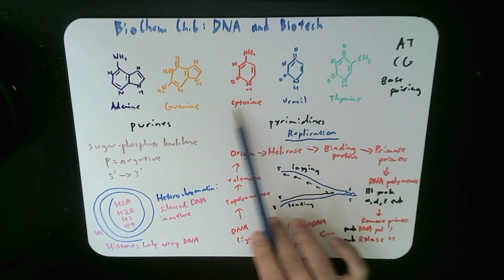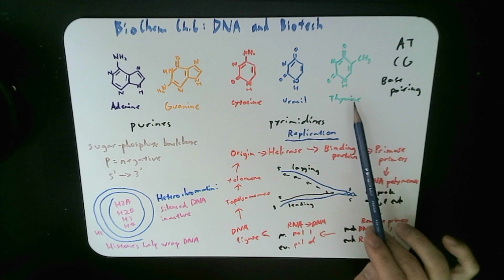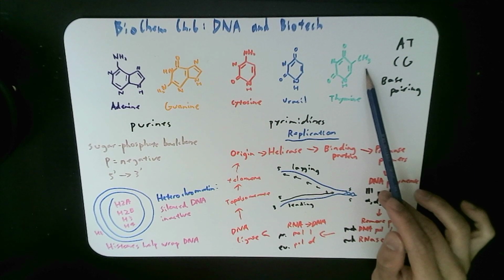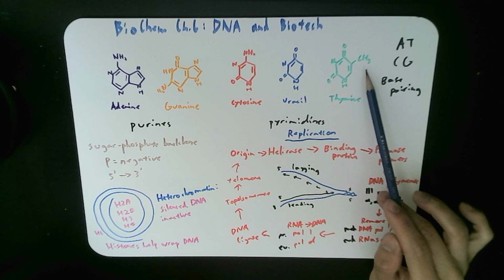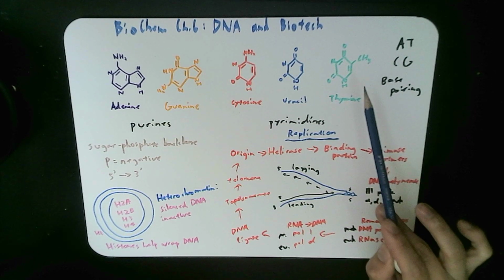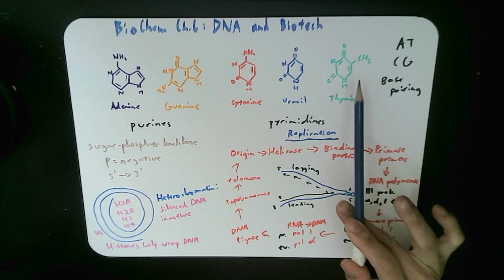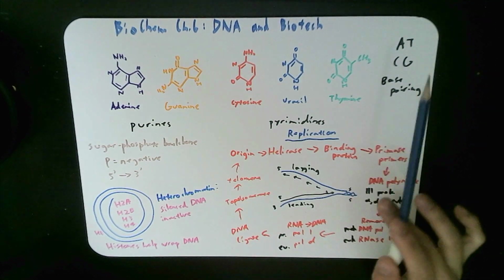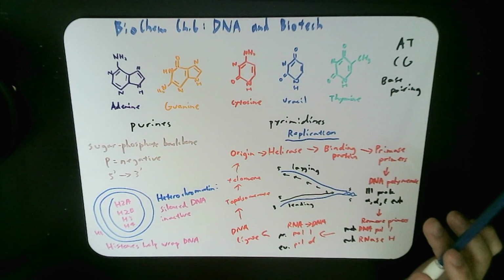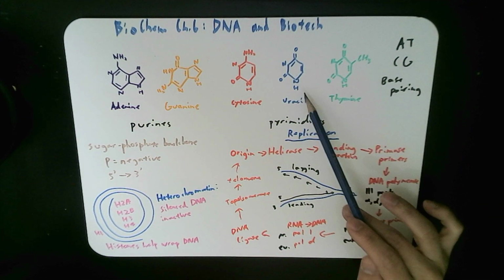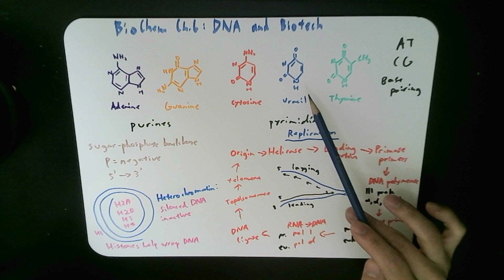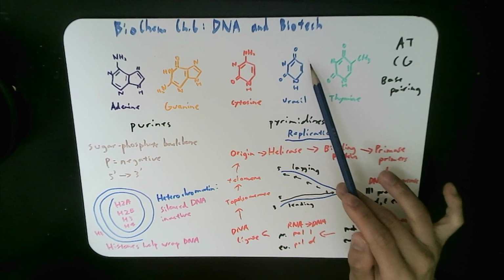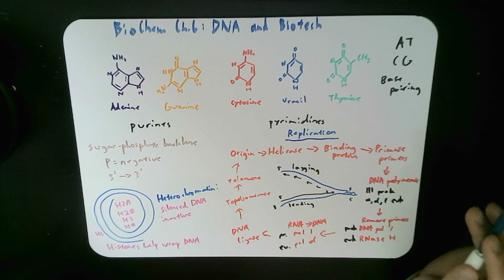Uracil is similar, but it's different from thymine because thymine has an additional methyl group on the top right. I remember this because DNA is where things come from, and methyl is there because DNA itself is a longer chain, and uracil is part of RNA, which is a smaller chain, so it's smaller. It doesn't have that methyl group.